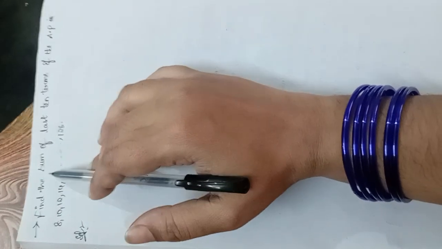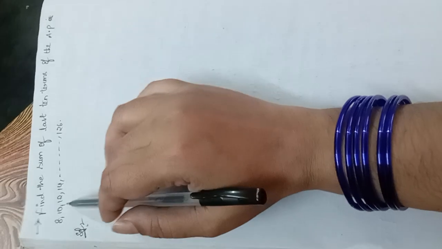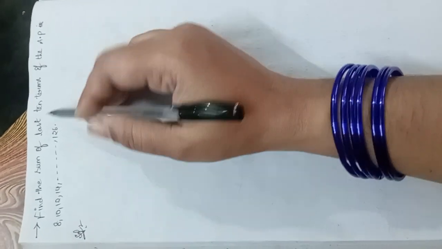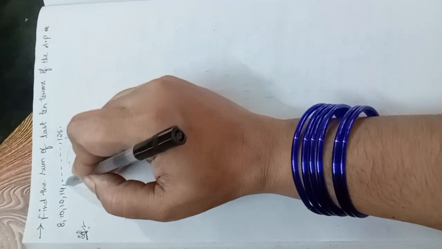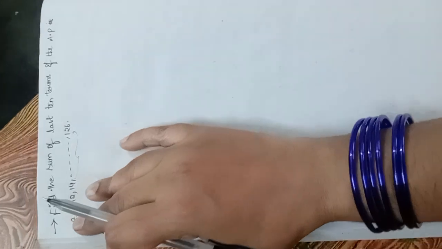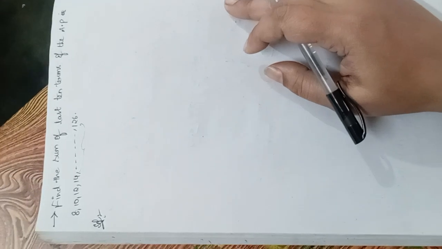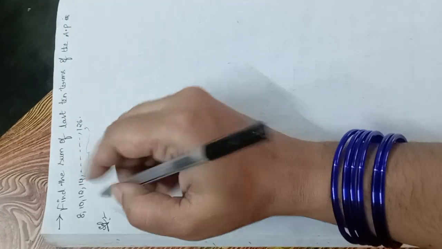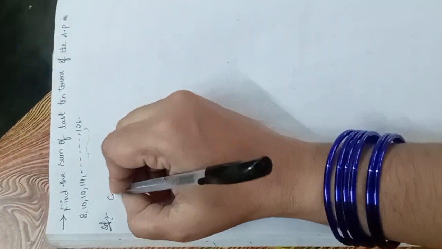The question is, find the sum of the last 10 terms of the AP 8, 10, 12, 14, and so on, 126. Okay, we have to find the last 10 terms. Means from 126 to the 51st term. Okay, so first, from the question, what is given, let us write that.